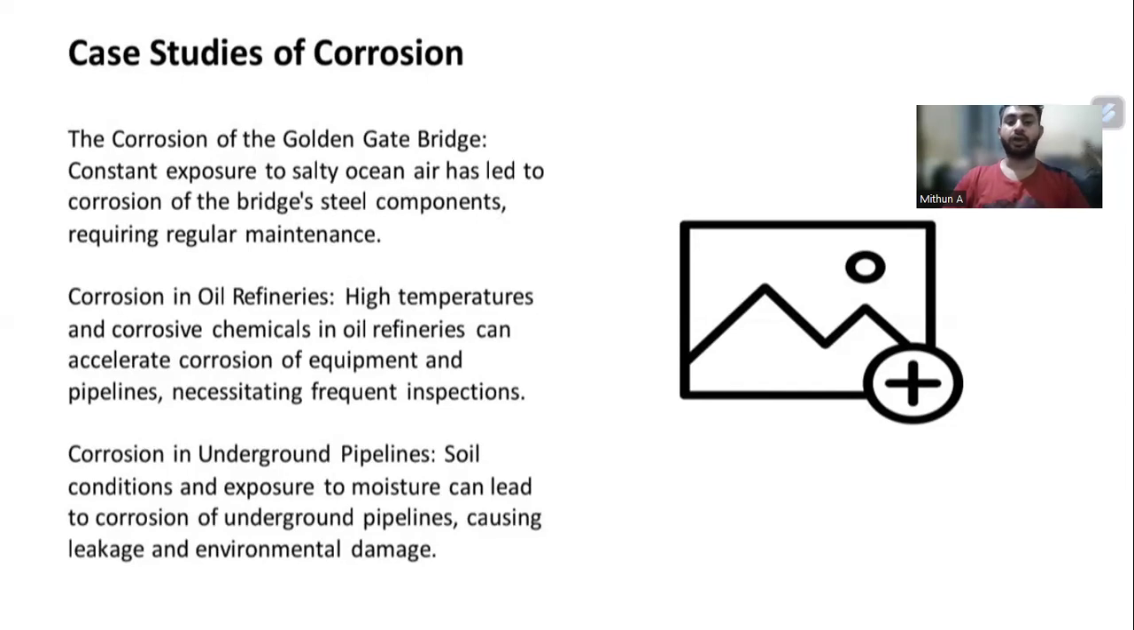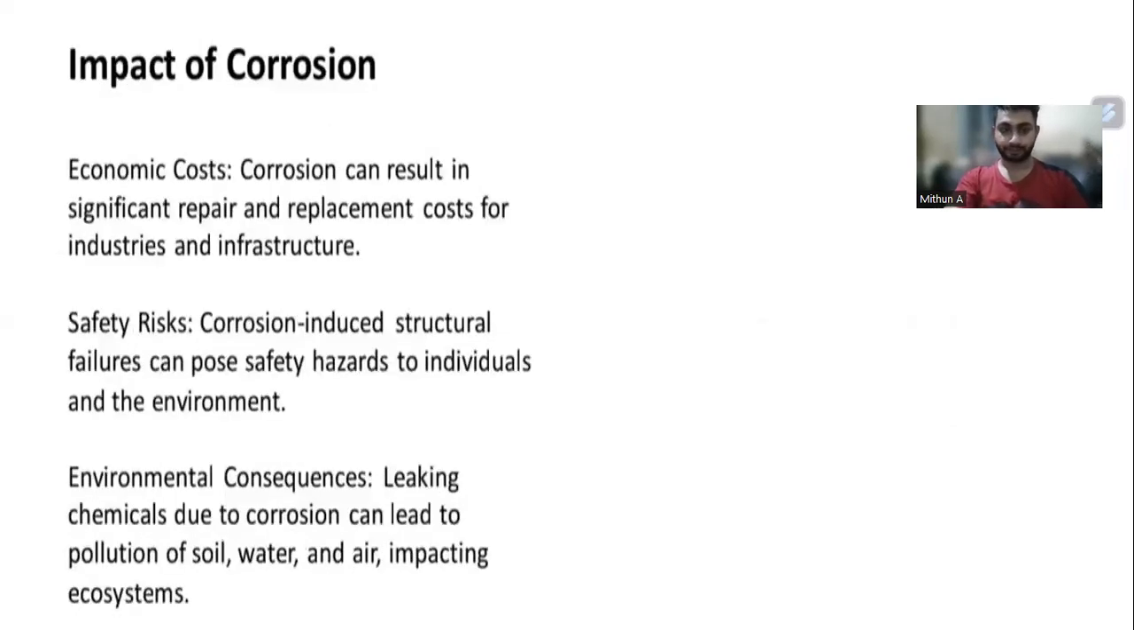Corrosion in refineries: high temperatures and corrosive chemicals in oil refineries can accelerate corrosion of equipment and pipelines, necessitating frequent inspections. Corrosion in underground pipelines: soil conditions and exposure to moisture can lead to corrosion of underground pipelines, causing leakage and environmental damage.